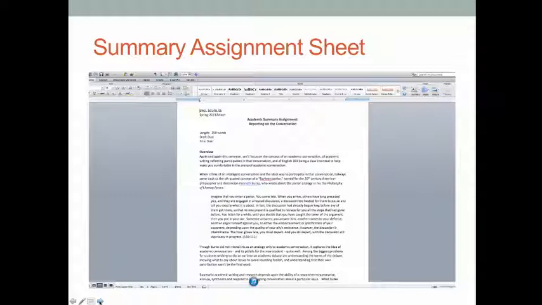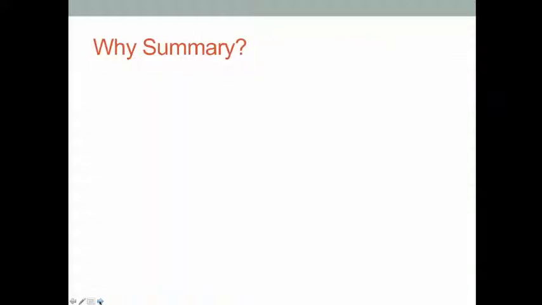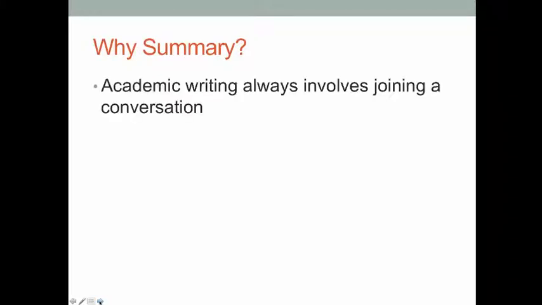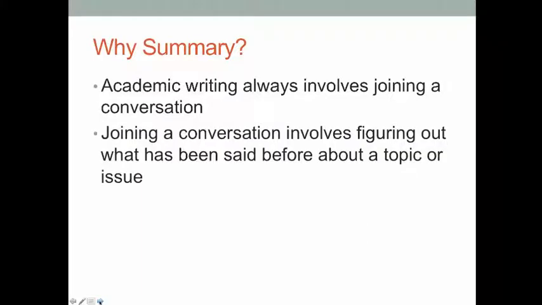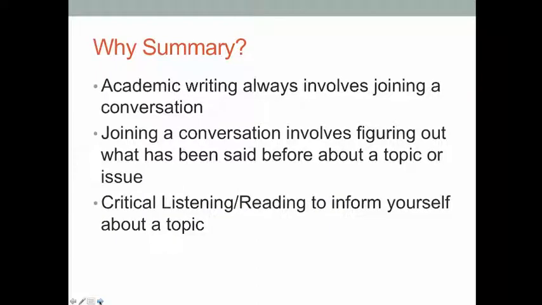So the first key to really providing good context for a conversation is having read what came before us critically. Not cruelly, not looking for errors, but critically, in the sense that we've read something thoroughly and seek to really understand what's been said. So in that sense, I hope you can understand why we're doing summary as our first assignment. So again, the notion that academic writing is always joining a conversation. Joining a conversation always involves figuring out what's been said before, and the real key here is critical listening or reading to inform yourself about a topic.